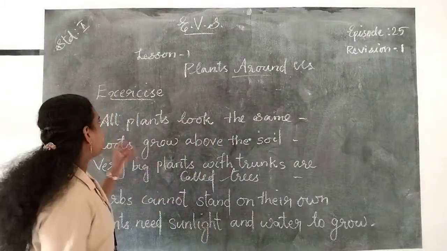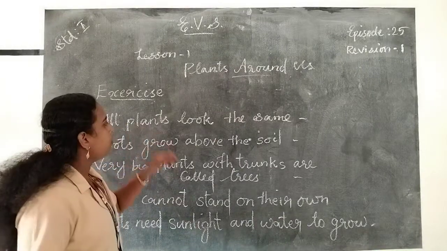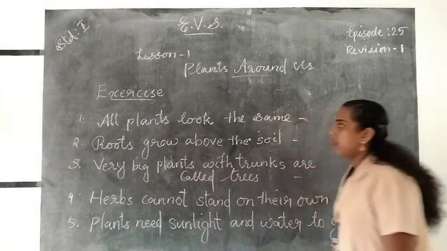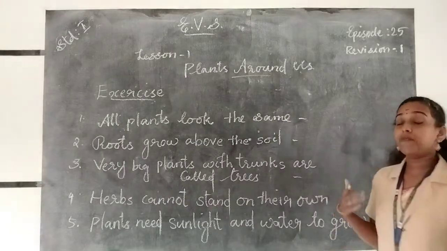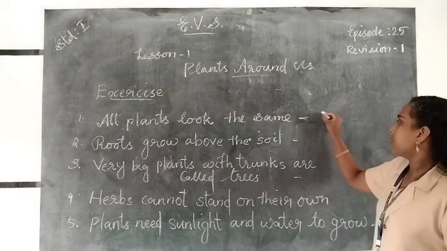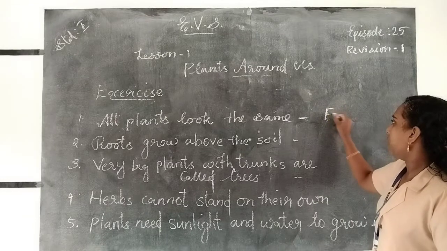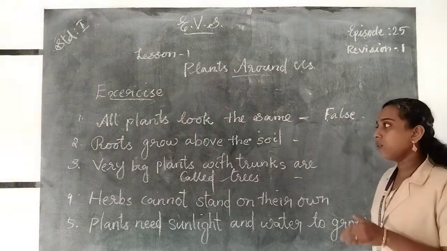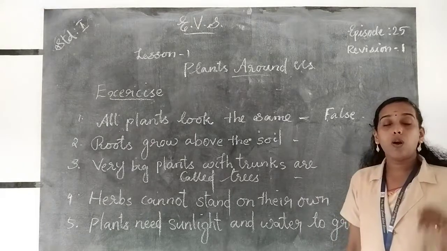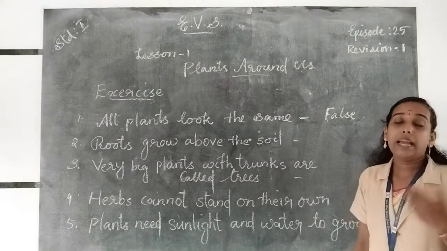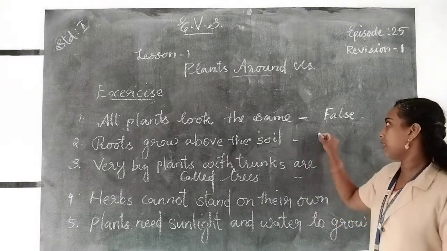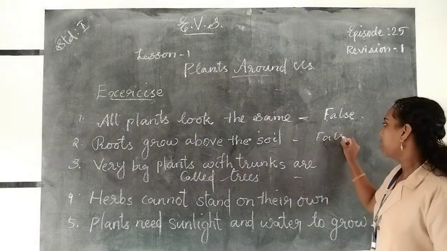So look at the questions, write true or false. All plants look the same. Is it true or false? The statement is false. All plants are of different types. Okay, so the statement is false. The roots grow above the soil. The roots grow under the soil, and the part called the stem or shoot grows above the soil. So the statement is false.